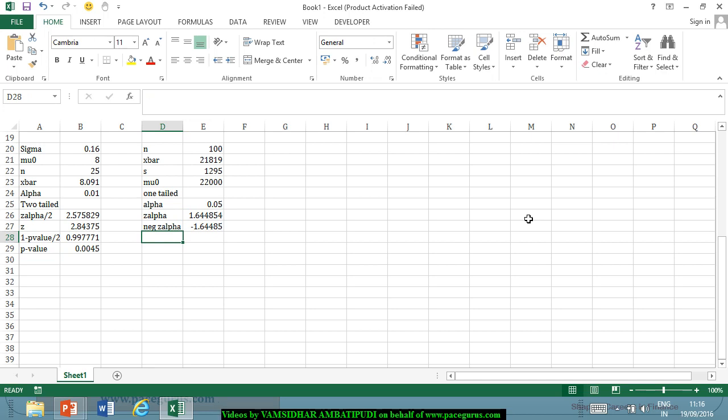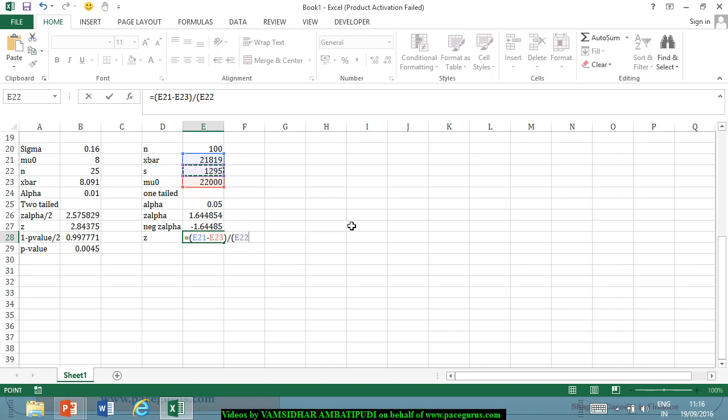Now I have to find out my Z value, which is X bar minus mu divided by sigma by root n. Sigma, I am taking S only, S by root n, square root of 100, which is giving me my Z value as minus 1.39.